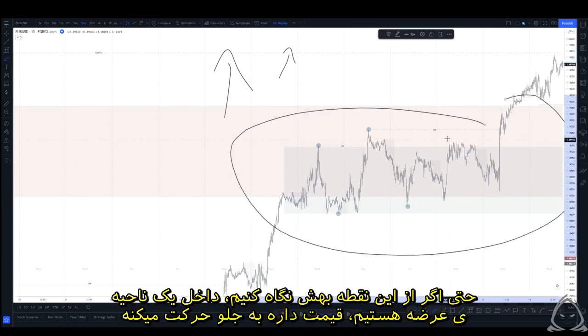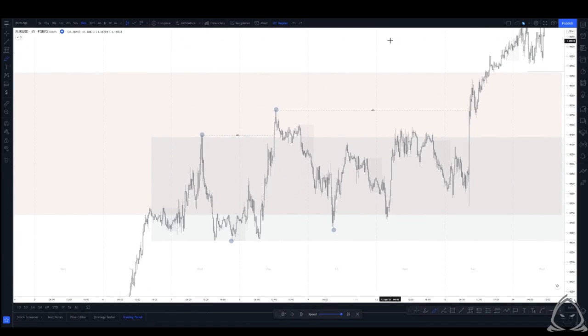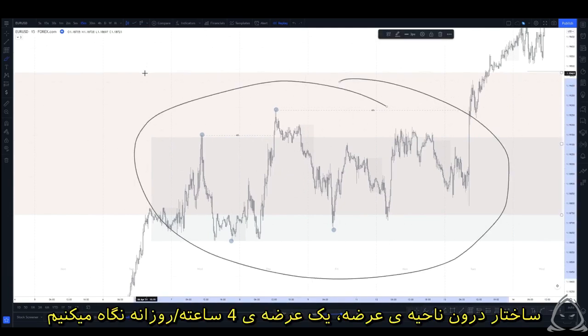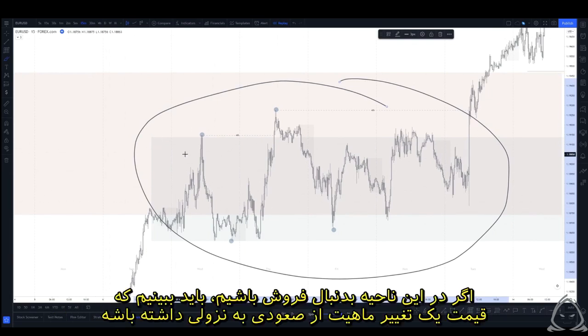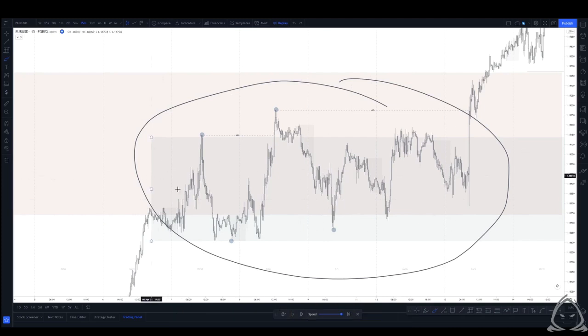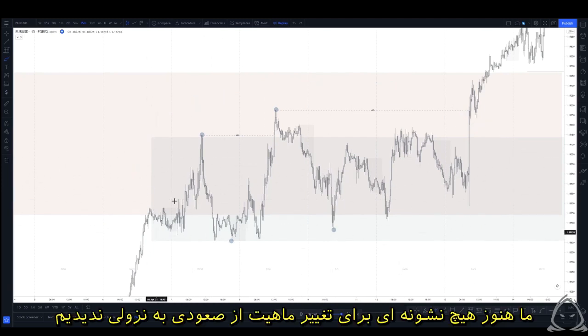But even then, if we're looking at this point, we're within a supply zone. Price is just pushing forward. So we're looking at structure within a supply zone, a 4-hour/daily supply zone. We're looking at the market structure. If we're looking for a potential sell in this area, we would be looking for price to switch or have a change of character from bullish to bearish. And in this case, if we're just looking at the order flow, we're looking at the market structure, we have not seen any indication of a change in character from bullish to bearish.